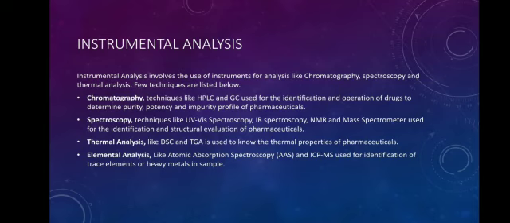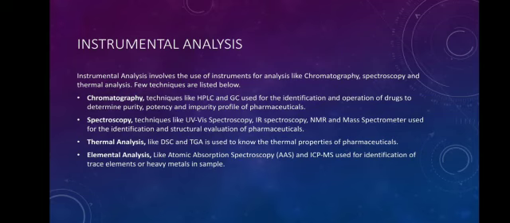Spectroscopy is basically a technique in which we use the interaction of electromagnetic radiation with our sample or analyte. For pharmaceutical analysis, we use UV-visible spectroscopy, IR, NMR and mass spectrometry. These are used for the identification of our target substance, or more specifically, to get the structural information of our drugs.